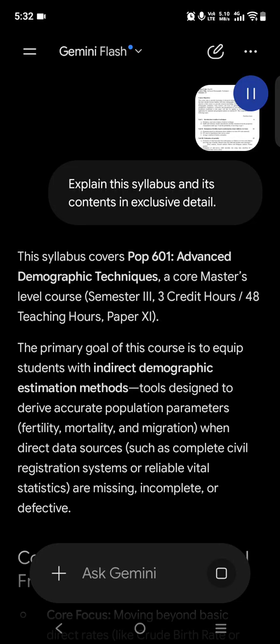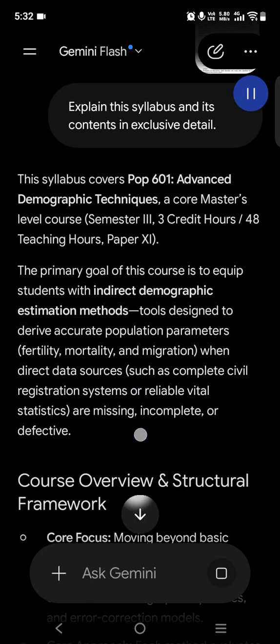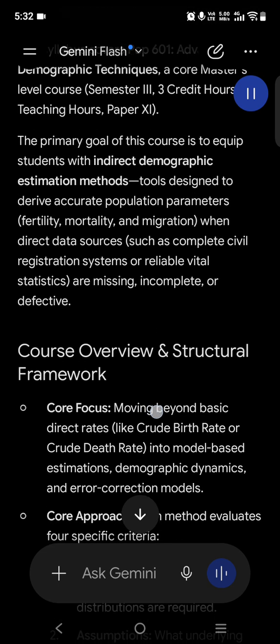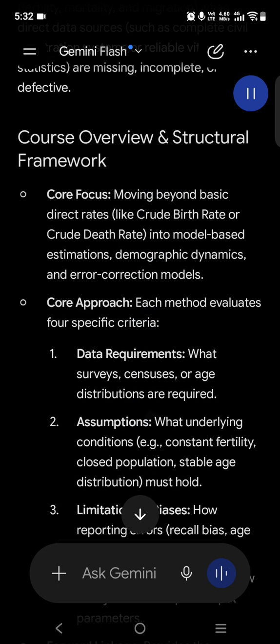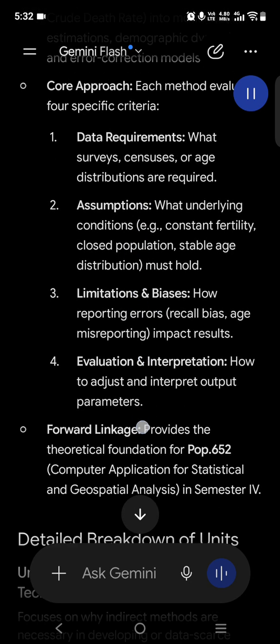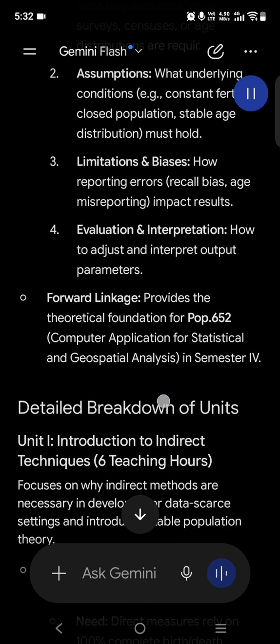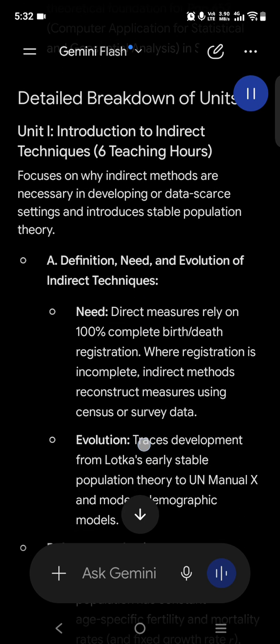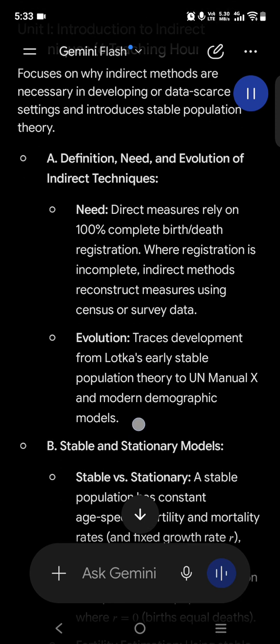Semester 3, 3 credit hours, 48 teaching hours, paper 11. The primary goal of this course is to equip students with indirect demographic estimation methods, tools designed to derive accurate population parameters, fertility, mortality, and migration, when direct data sources, such as complete civil registration systems or reliable vital statistics, are missing, incomplete, or defective.